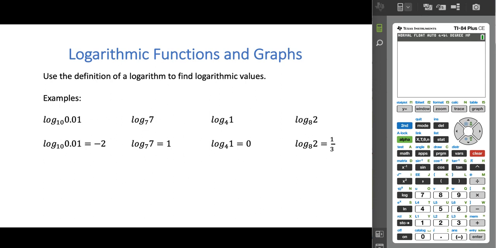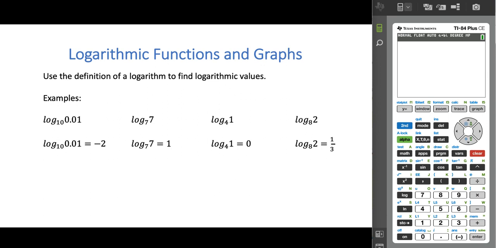Hi, everybody. This is not a standalone screencast. If you have not watched the previous screencast where I explained logarithms, stop this screencast right now. Go and watch the other one. If you've watched that already, then great.